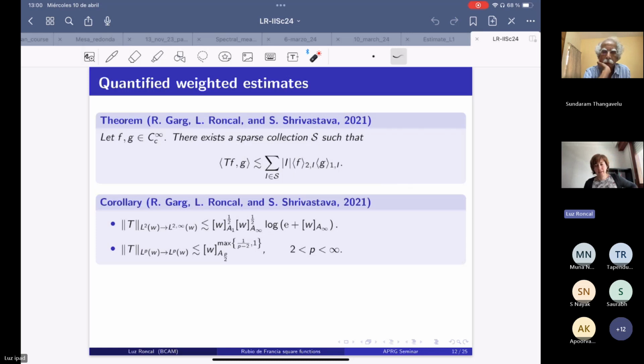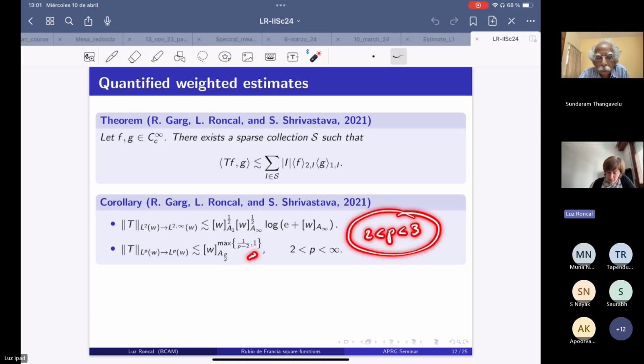I would like to mention two things. First, this sparse form is sharp in the sense that we cannot lower this index 2 to 2 minus epsilon, because then this would imply unweighted estimates for the operator for p less than 2, which we know is not true in general. So this is sharp in that sense. Also, we do not know if these quantitative estimates are sharp. For instance, looking at the strong type, the maximum here is 1 when p is greater than or equal to 3, and this is sharp. But we do not know if this exponent is sharp for p between 2 and 3.